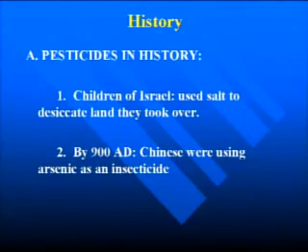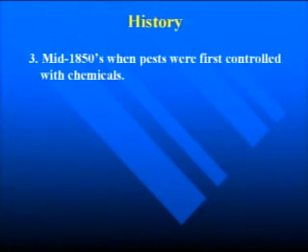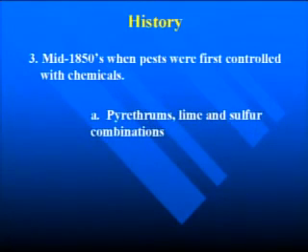As far as pesticides go, you can go way back in history. The children of Israel used salt to desiccate the land before they took it over. In 900 AD, the Chinese first began using arsenic as an insecticide. And then in the mid-1850s, pyrethrums were discovered. They are botanical insecticides derived from chrysanthemum flowers, also lime and sulfur.